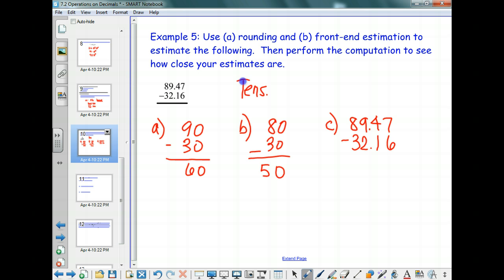All right. So we're going to subtract this. I may not have any borrowing on this one. So 7 minus 6 is 1, 4 minus 1 is 3, 9 minus 2 is 7, and 8 minus 3 is 5. So 57 and 31 hundredths.